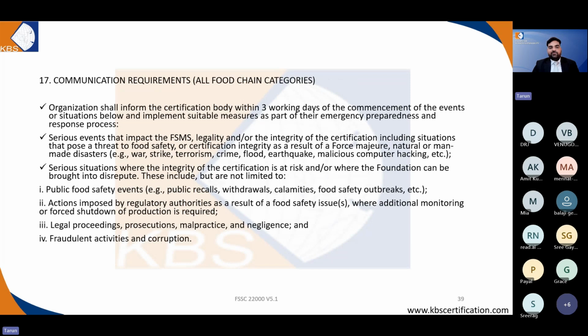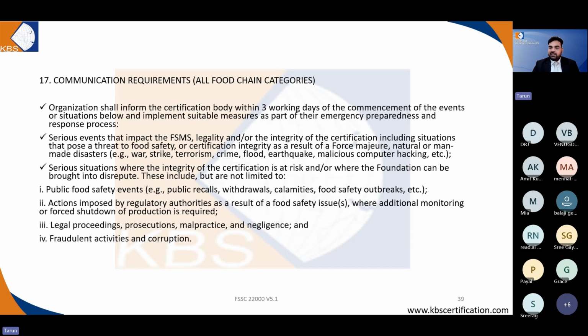Then communication requirement. When you are saying there is a FSSC, they are saying a specific communication. For example, a few pieces of information you can consider here. The organization shall inform the certification body within 3 days of the commencement of any situations. That means if your organization is FSSC certified, the FSSC guideline is saying if you face any emergency situation or any food related issues, any product related issues, you must inform your FSSC certification company within 3 days so that they will get informed. This is how the communication works.